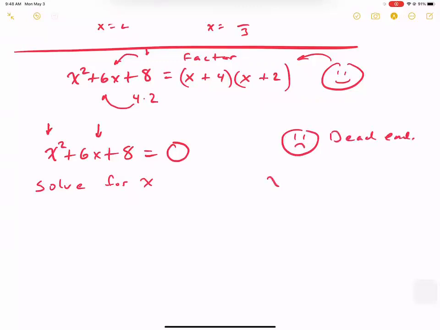And the method is, let's just try getting rid of numbers like we did before. Let's try getting rid of the 8 because we're trying to get x alone. So if I minus 8 from both sides, x squared plus 6x equals negative 8. Now, we have a bunch of x's still stuck on this side.